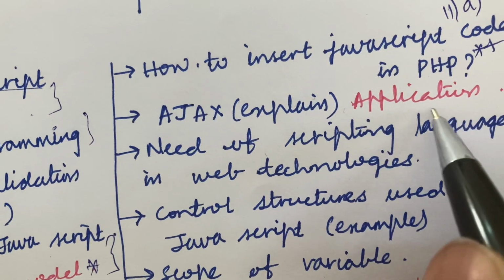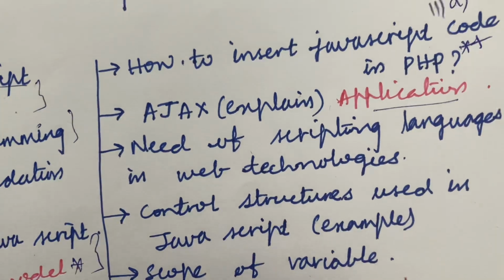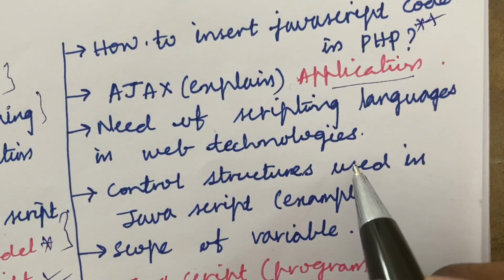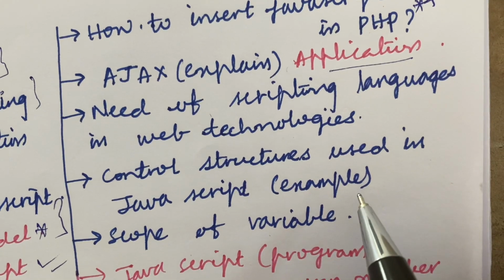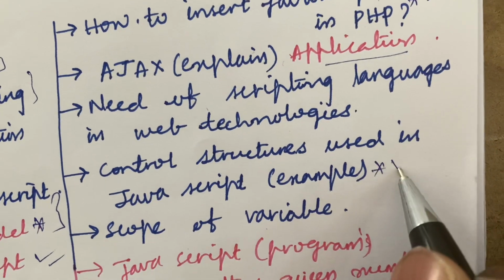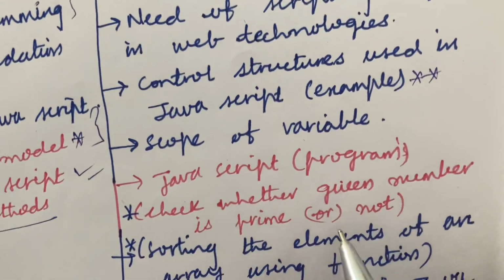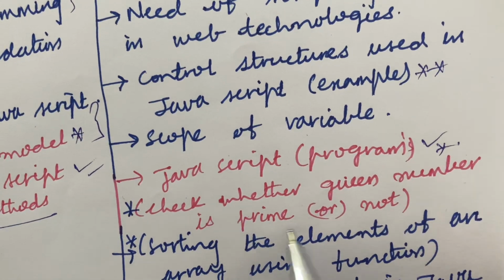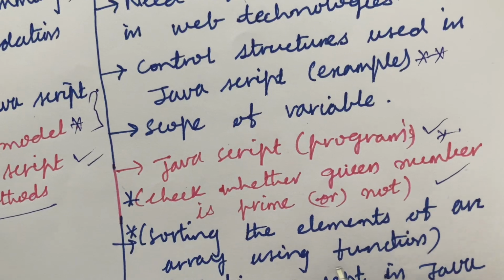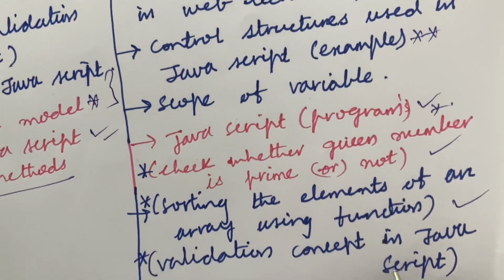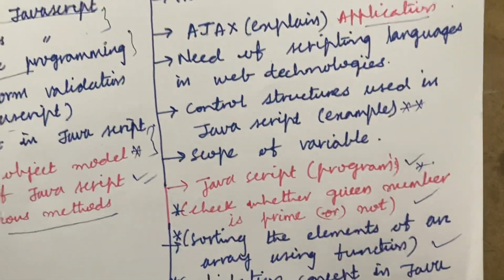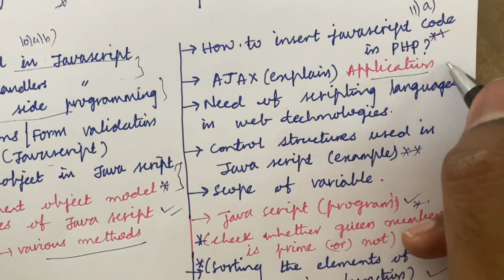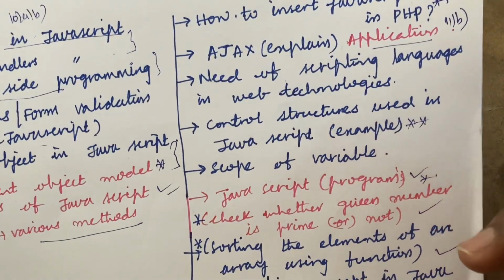Ajax, explain as well as applications related to it, need of scripting languages in web technologies, and control structures used in JavaScript along with an example, scope of a variable, and JavaScript programs will be asked several times. Check whether the given number is prime or not, and sorting the elements of an array using a function. The validation concept in JavaScript is also said to be a topmost question, which will be asked in 11A as well as 11B, dear students, this time.